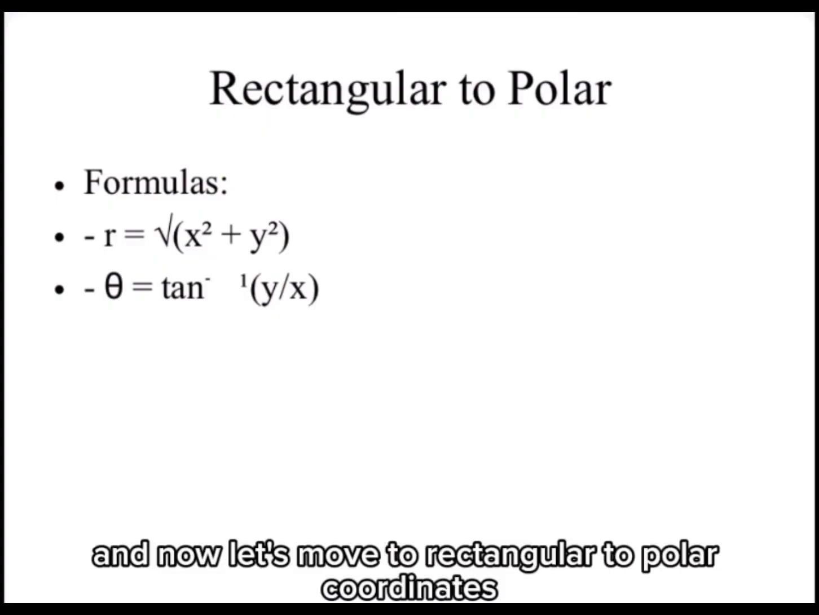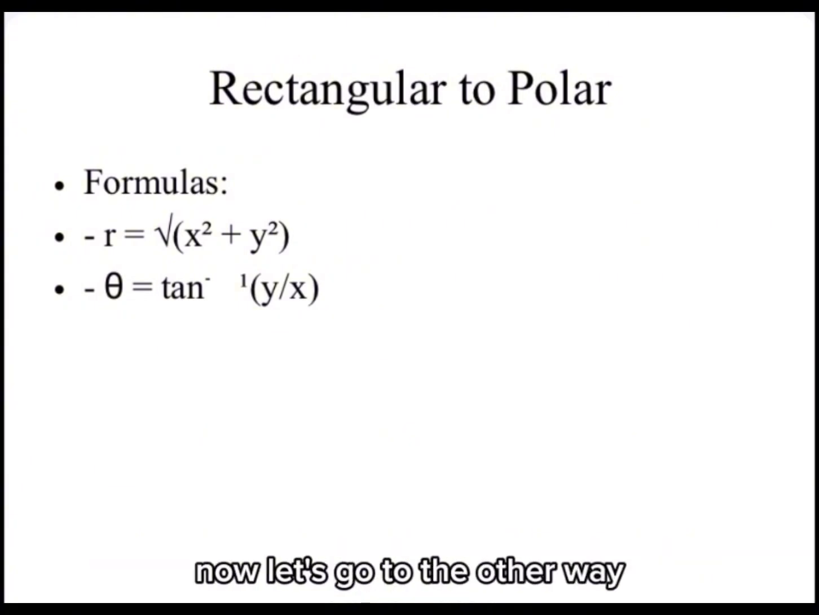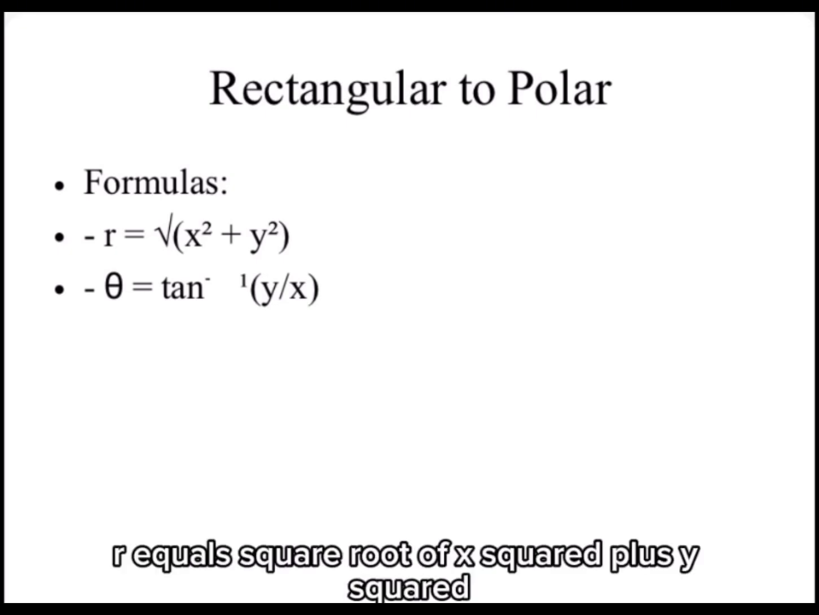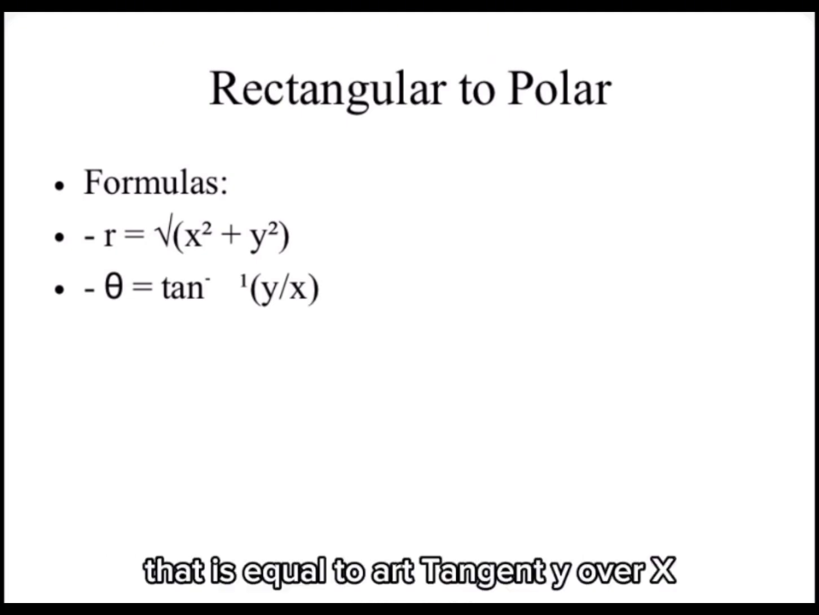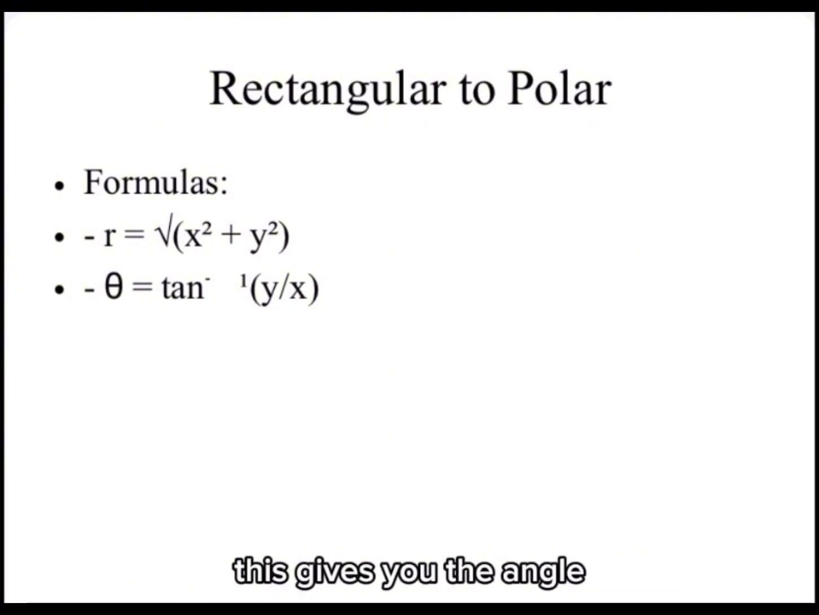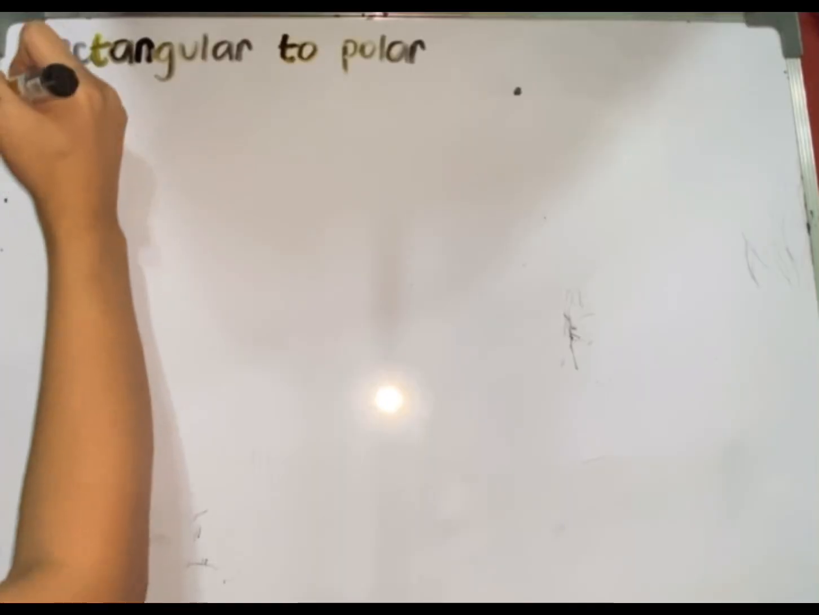And now, let's move to rectangular to polar coordinates. Now, let's go the other way, from x and y to r and theta. Here are the formulas. r equals square root of x squared plus y squared. This gives you the distance from the origin. Theta is equal to arc tangent y over x. This gives you the angle.